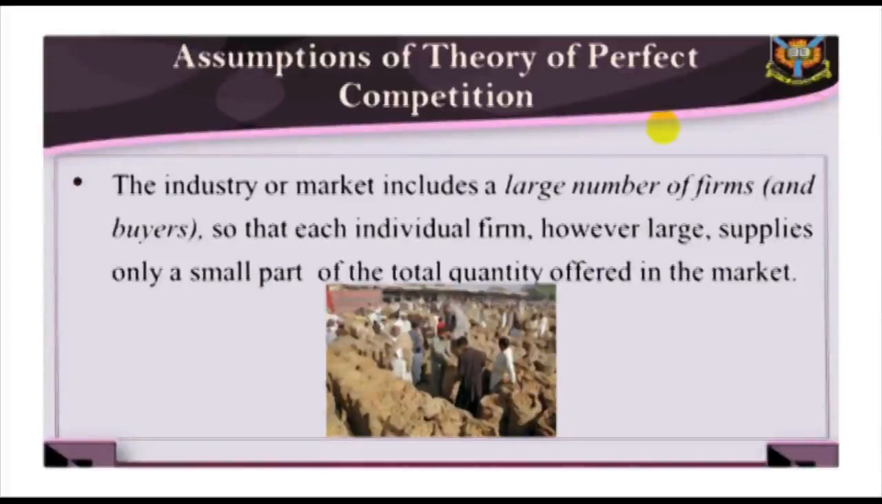The industry or market includes a large number of firms and buyers, so that each individual firm, however large, supplies only a small part of the total quantity offered in the market. The buyers are also numerous, so that no monopolistic power can affect the workings of the market. Other important assumptions include perfect information about market prices and perfect mobility of products dealt with.